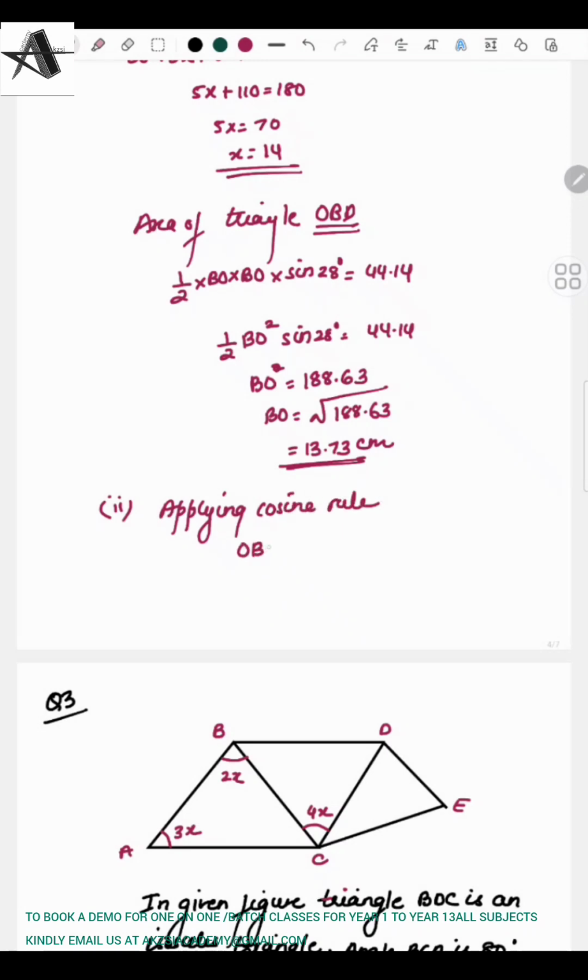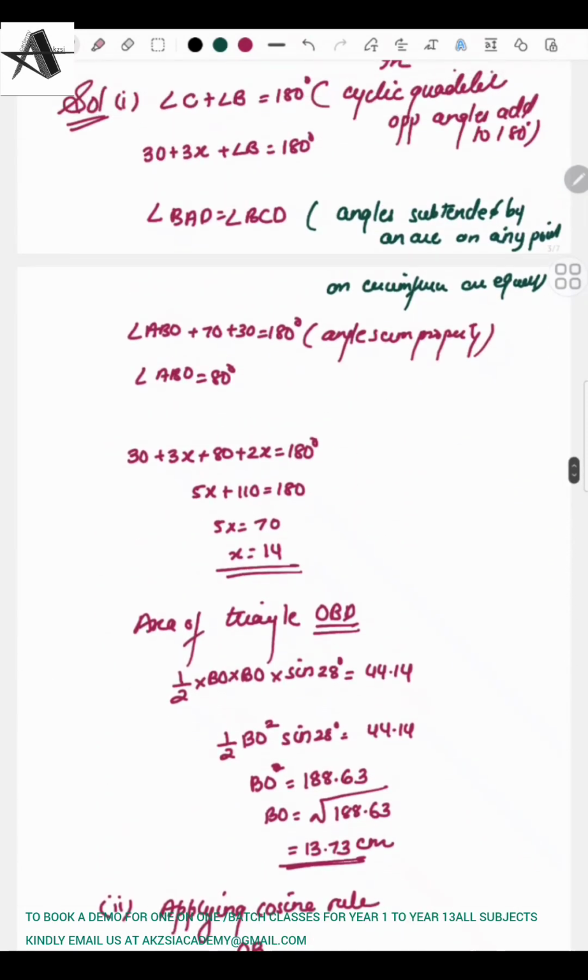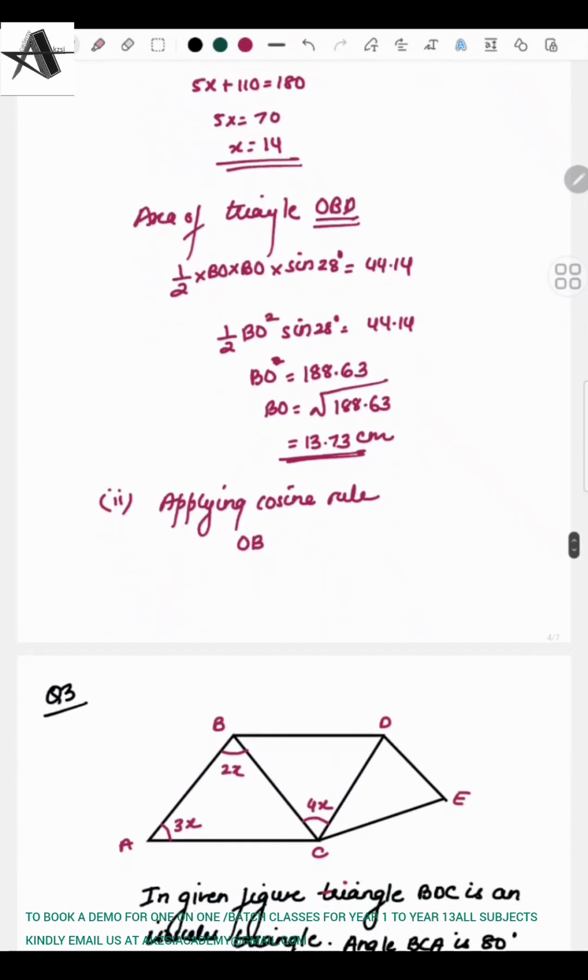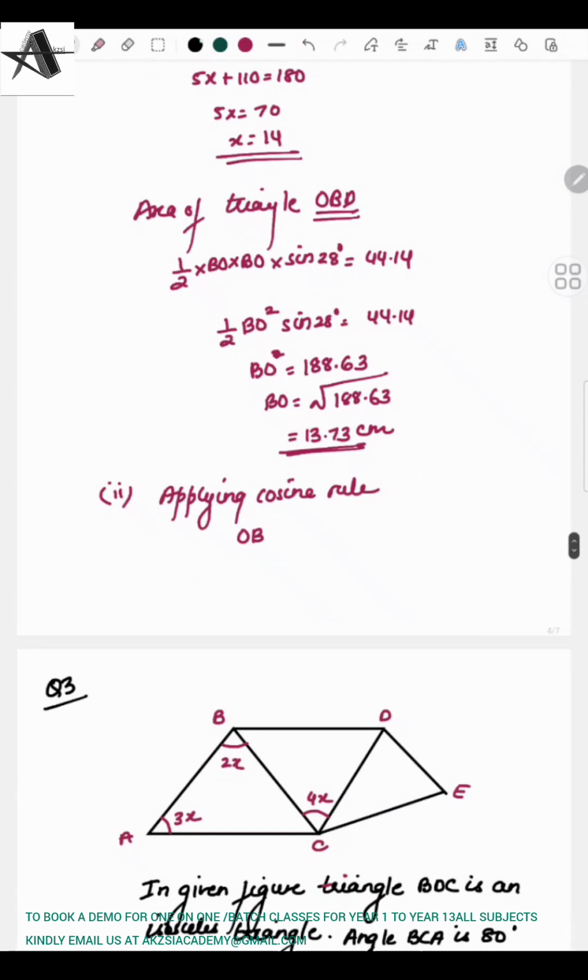OB squared plus, or we can directly write 13.73, whatever is more convenient, we can write it like that. OD squared is equals to 13.73 whole squared plus 13.73 whole squared, square of two other sides, they both are equal because it's an isosceles triangle, minus 2 times 13.73 times 13.73 multiplied by cos of 28 degrees. This will give the answer.